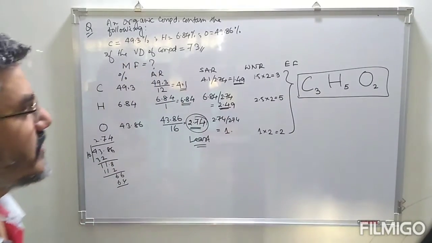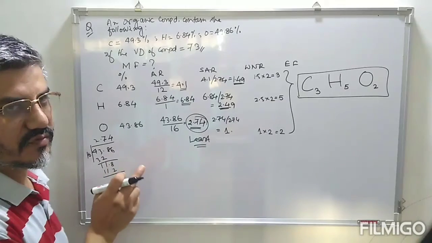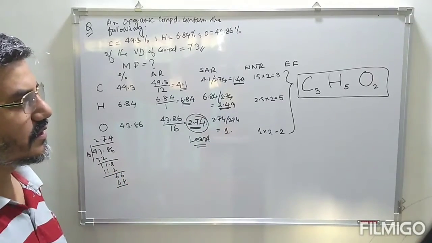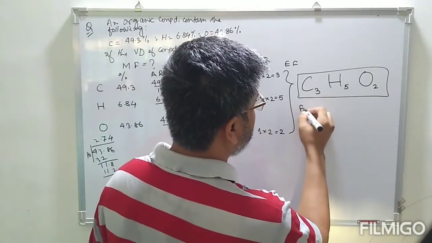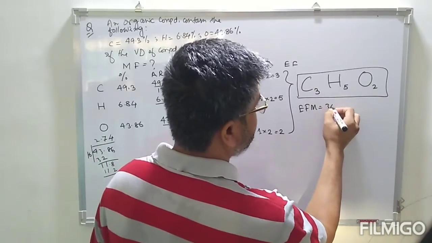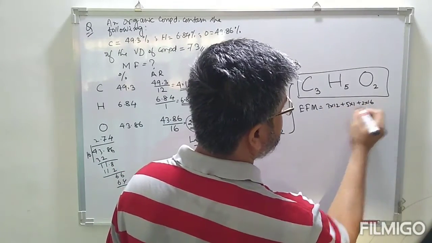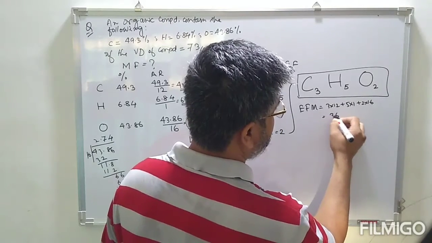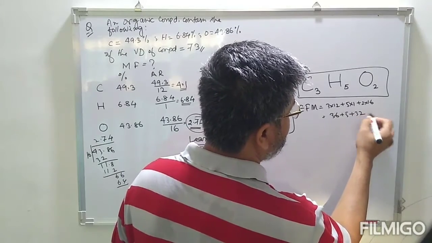Now once we have this empirical formula, the next step is the molecular formula. What do we require? The value of n. So therefore look at the empirical formula mass. We have 3 into 12 plus 5 into 1 plus 2 into 16, 36 plus 5 plus 32.